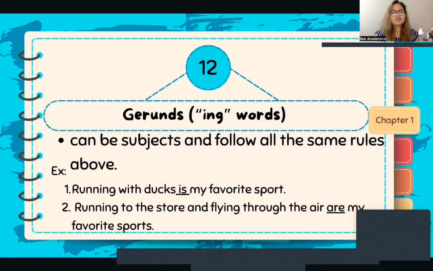Number 2, running to the store and flying through the air are my favorite sports. So if we're going to eliminate the nuisance here, it just says running and flying are my favorite sports, if you can fly. All right.